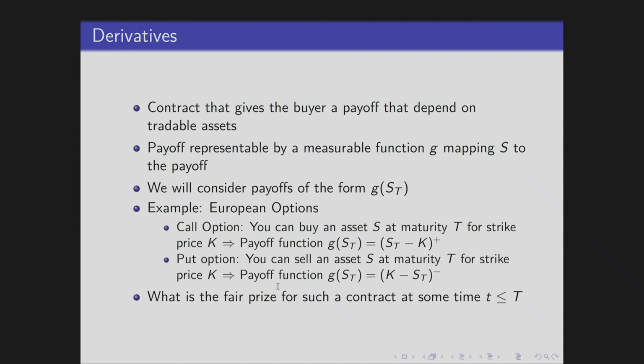And the same can also be done with selling options, which would be a put option. So what is the price for such a contract? If I want to buy such a contract right now, what do I have to pay for another party to give me the option to buy something at time T for the price K?